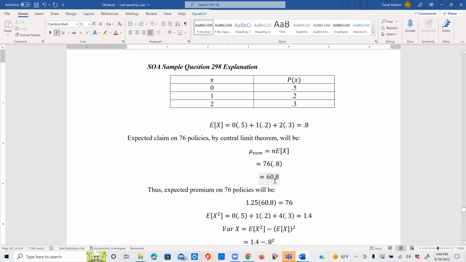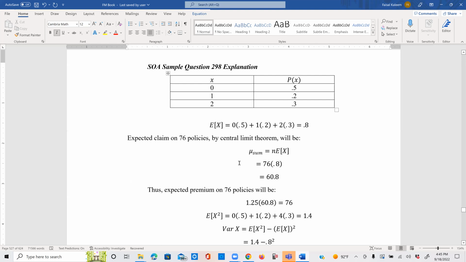And the expected premium, since that's 125% of the expected claim, so the expected premium on the 76 policies would be 1.25 times the 60.8, so that would be 76. And now we go about finding the standard deviation of X, for which we first need E of X squared.